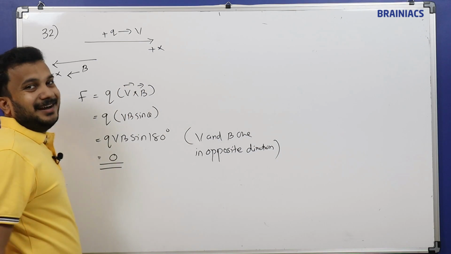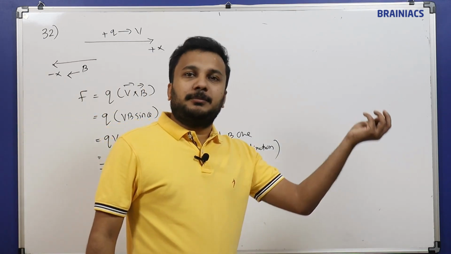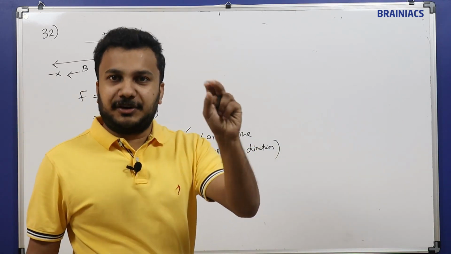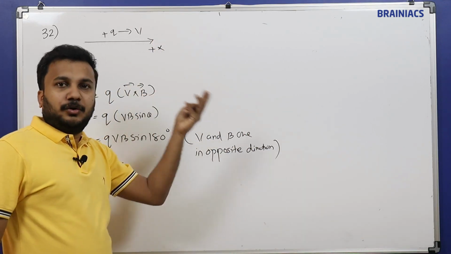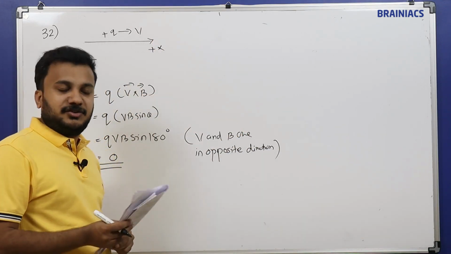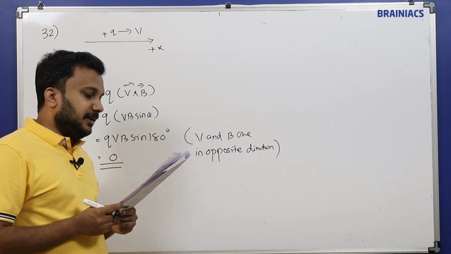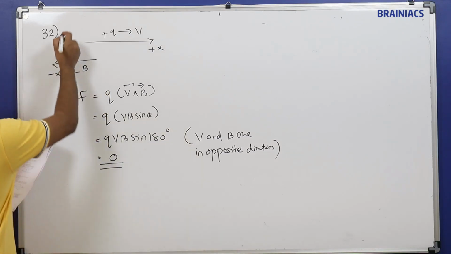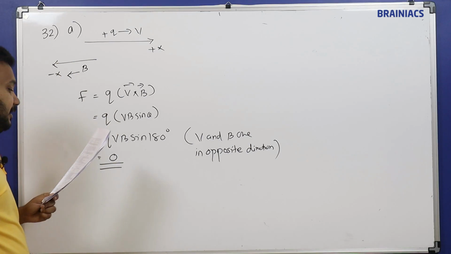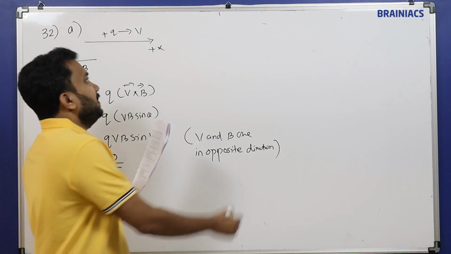The charge is unaffected. It will still move, because the magnetic field has no effect on the charge, which means no force is acting on it. So it remains unaffected. So 32 A, it remains unaffected. We'll move to 33.